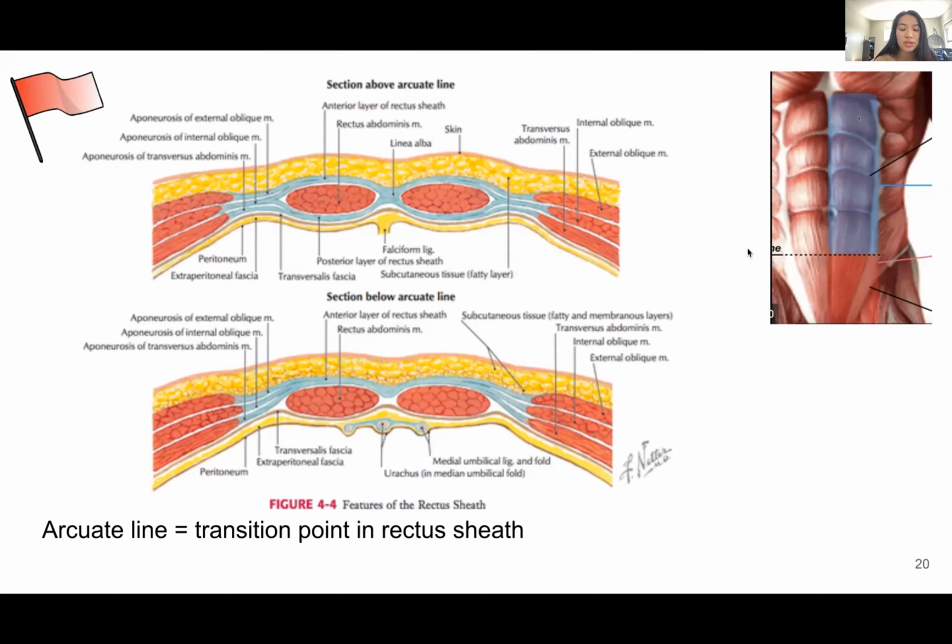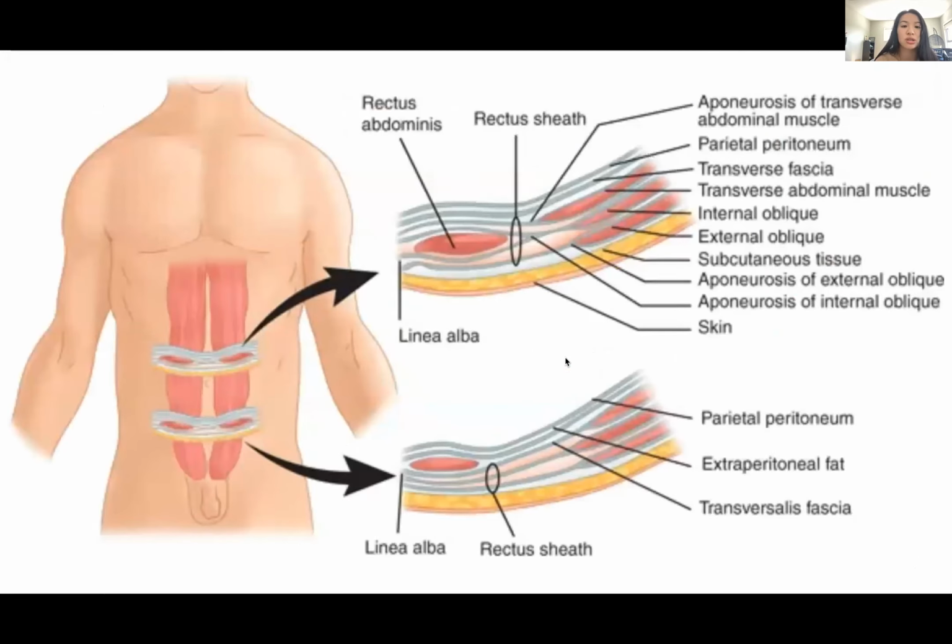This really confused me when I learned it, but basically the rectus sheath changes when it gets to the arcuate line. Above the arcuate line, you've got the aponeurosis of the transversus abdominis muscle, as well as half of the aponeurosis of the internal oblique. They go behind the rectus muscles. But when it comes to the arcuate line, they all go in front. So just remember that. That's a transition point in the rectus sheath.